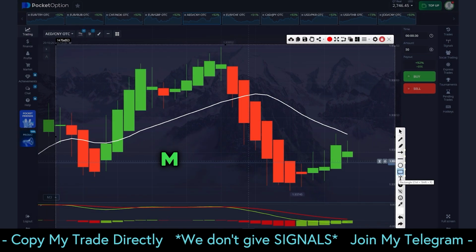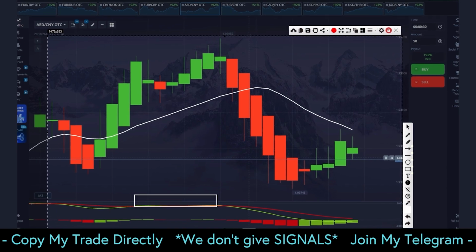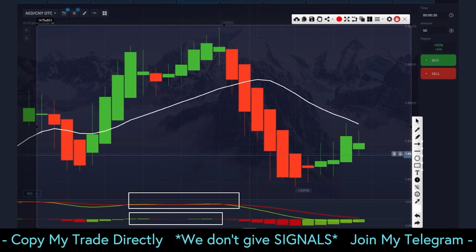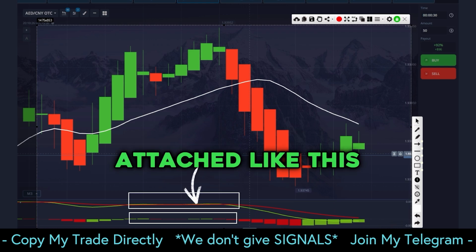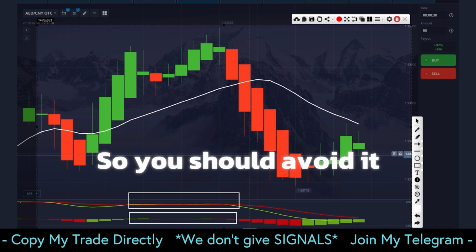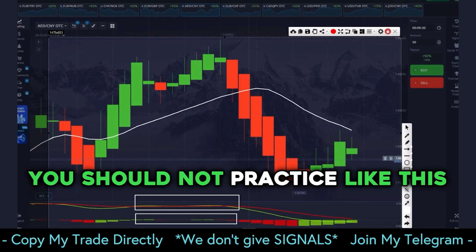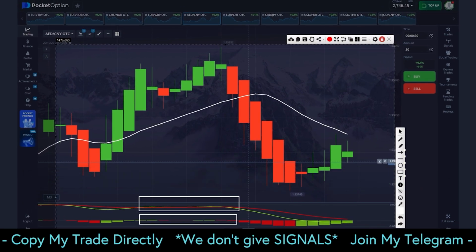If you are trading and in this way the MACD in the market gets stuck, that is, the bar is formed at the same point or closes at the same point and both the lines are moving attached like this, so you should avoid it. I placed a trade here, but you should not practice like this. Keep this thing in mind.